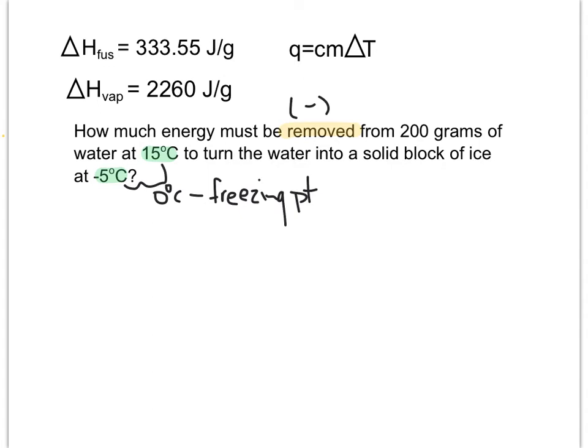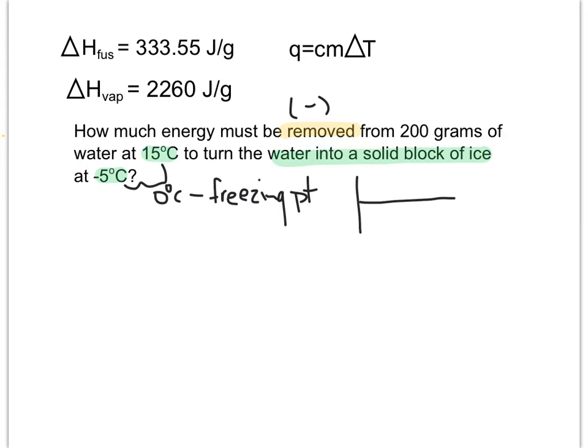The second thing that jumps out at me when I do this is it says turn the water into a solid block of ice. So something like this is what I like to call a combo problem, because in this problem, we are going to be using multiple equations up here to find the total energy of a chunk of that graph we've been looking at. So let me draw this out for you right now so you can kind of get an idea of what we're looking at. Remember, the graph looks like this.